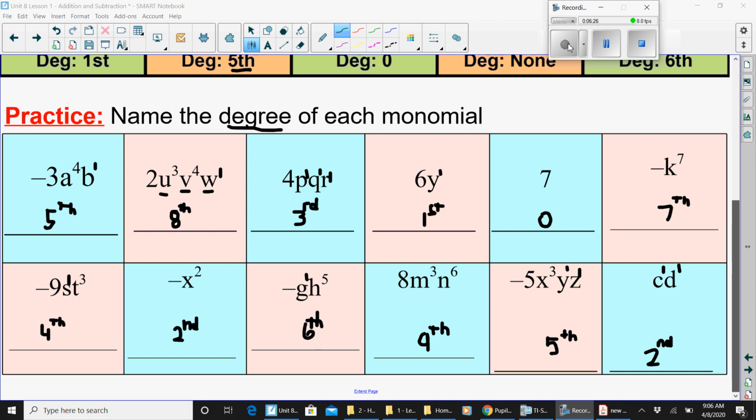Negative x squared is second degree. g to the first, h to the fifth is the sixth degree. 8m to the third, n to the sixth is the ninth degree, 6 plus 3. And then negative 5 x to the third, y to the first, and z to the first, that's the fifth degree, 3 plus 1 plus 1. And c to the first, t to the first, the second degree.